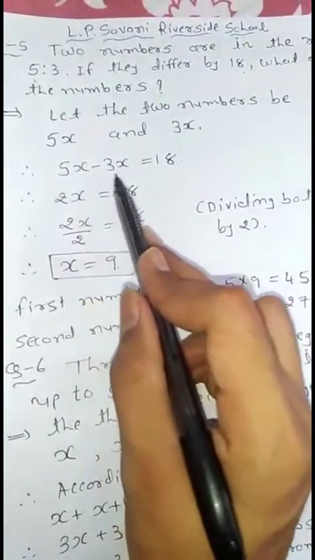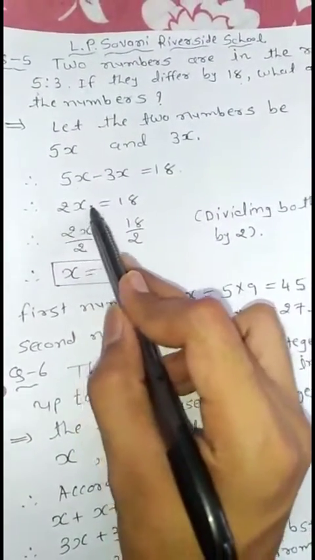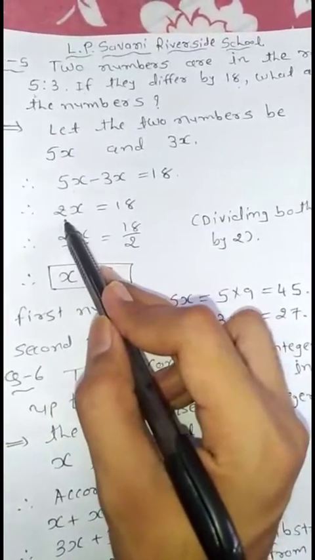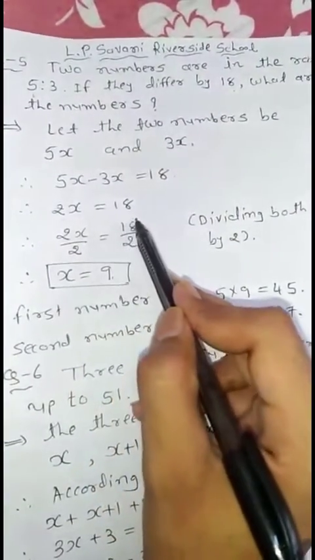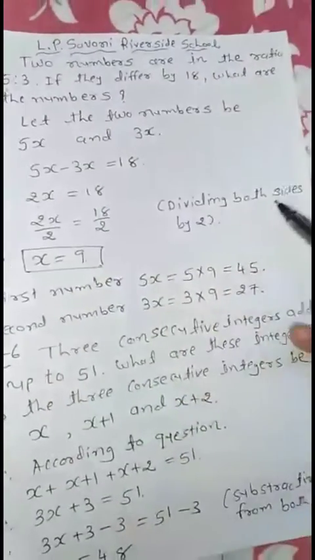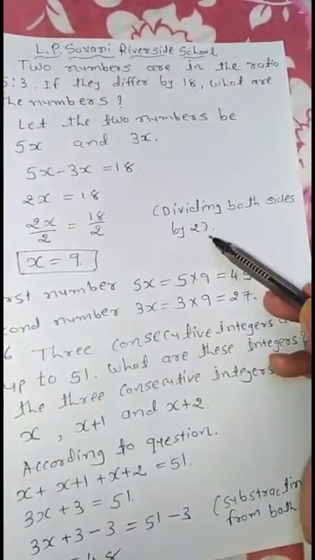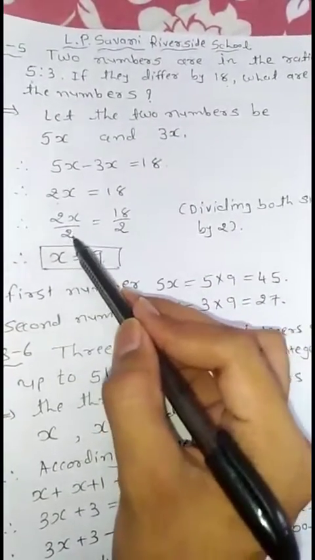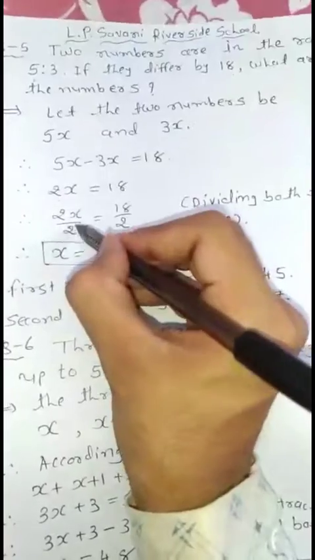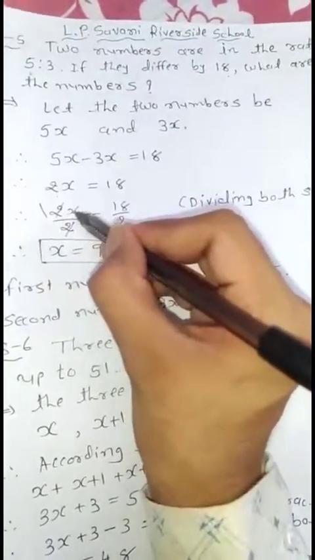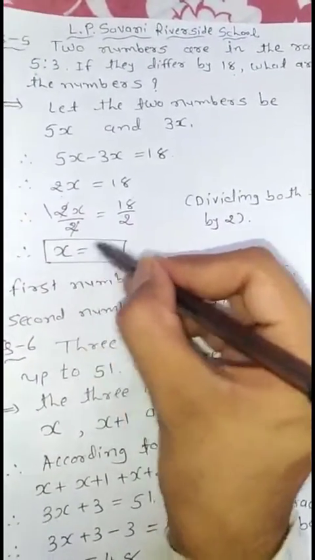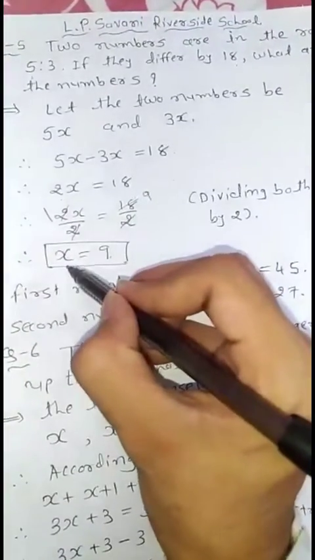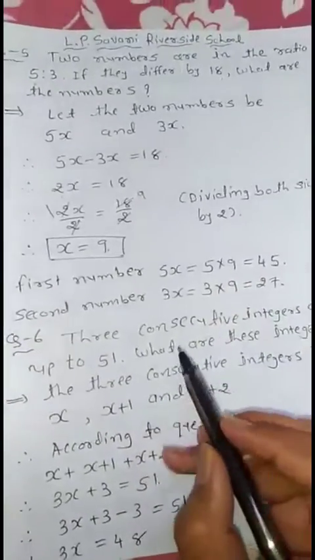So 5x minus 3x gives 2x. Okay, 5x minus 3x is equal to 2x is equal to 18. Then dividing both sides by 2, 2 cancels and 2 ones are 2. So 1 multiplied by x gives x, and 18 divided by 2 gives 9. So I can find x is equal to 9.